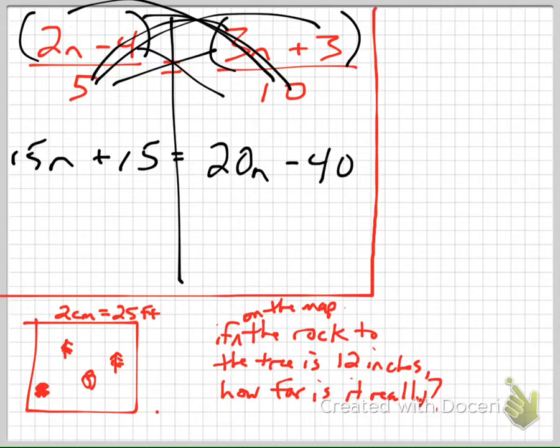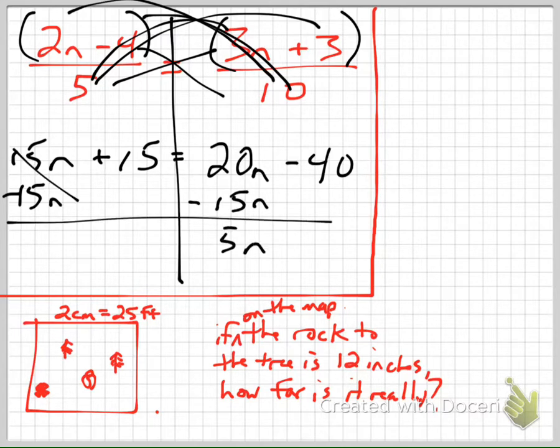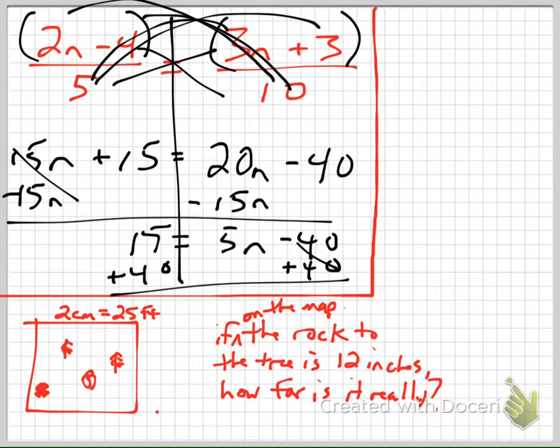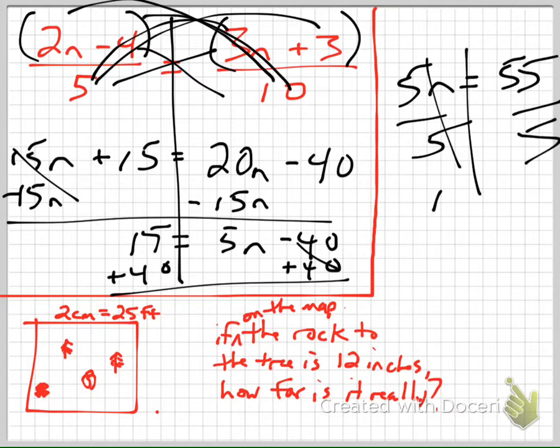Not at all. He's separated. He hates that. Is there anything I can reduce or simplify here to make that simpler? No. So what do I do then? I need to get rid of the smaller of the two variable terms, which is 15n, so minus 15n on both sides. 5n minus 40 equals 15, plus 40 on both sides. 5n equals 55, divide by 5, n equals 11.